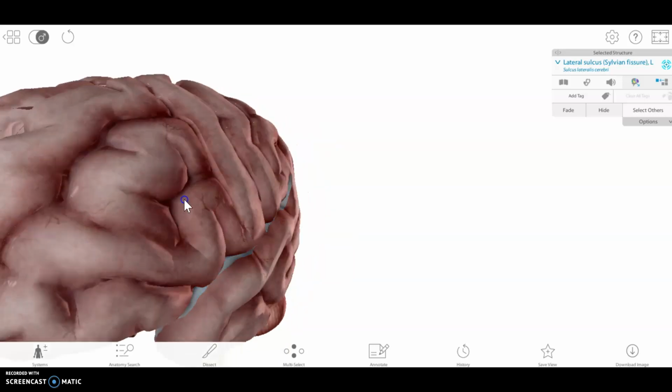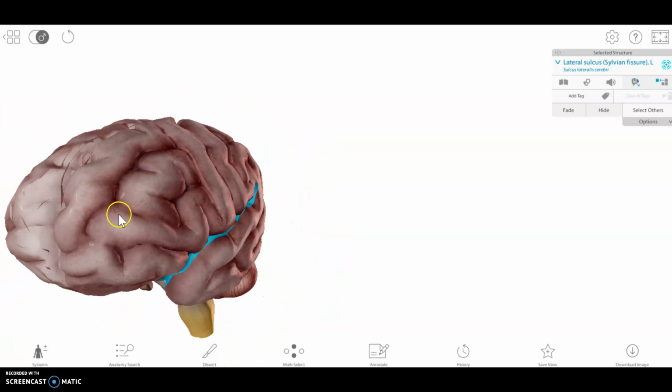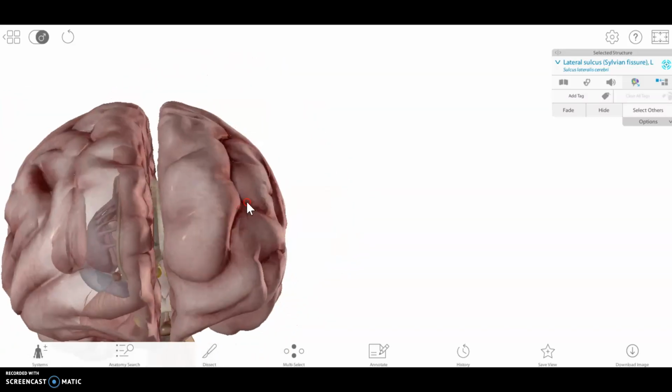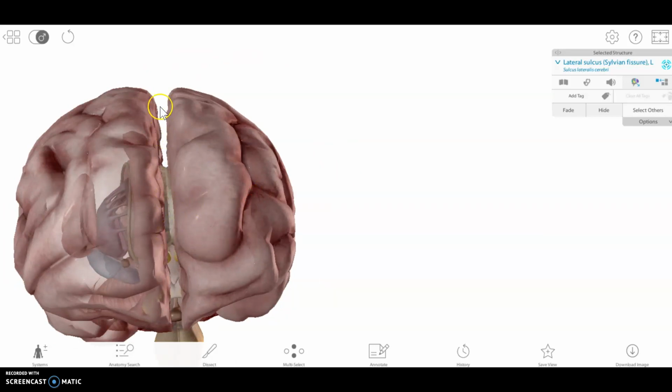Okay, so the longitudinal fissure, I've already kind of talked about that, and I'm just going straight through the word bank. Remember, for your practical, you need to know everything that's on your word bank. Okay, so here's your longitudinal fissure. It divides your cerebrum into your right and left halves.